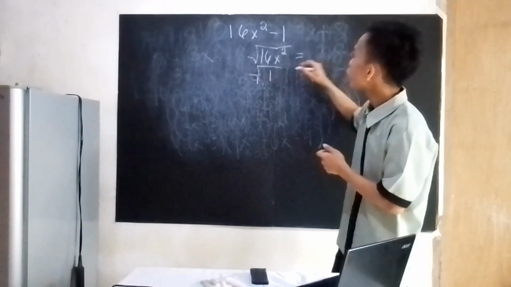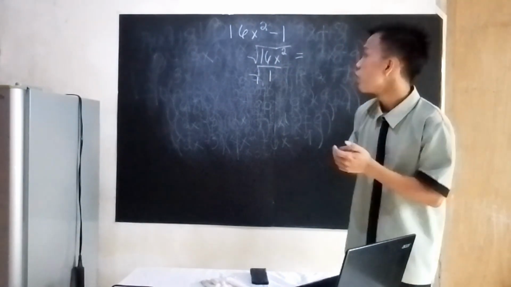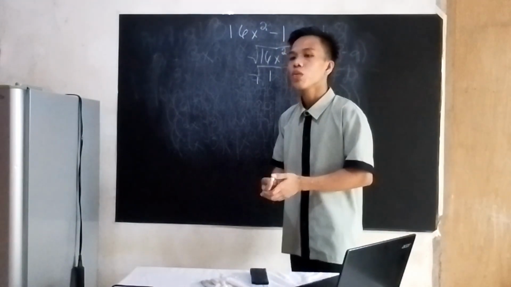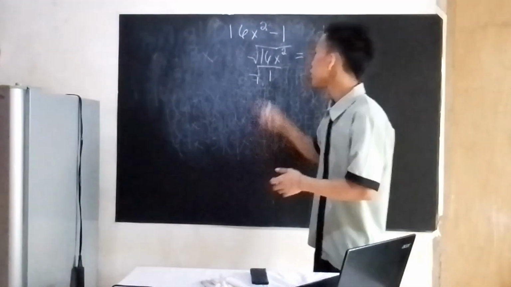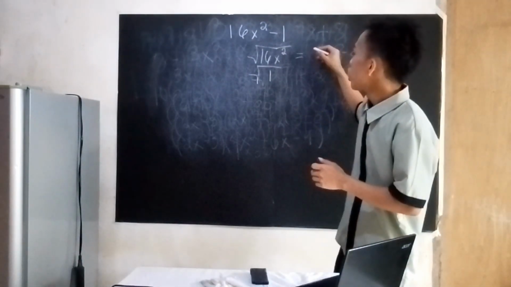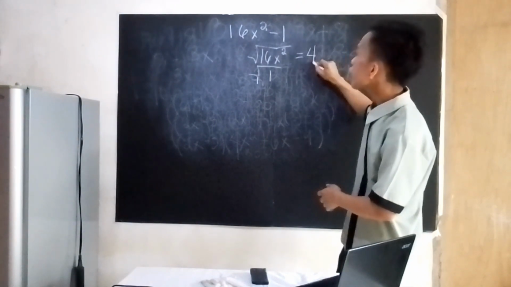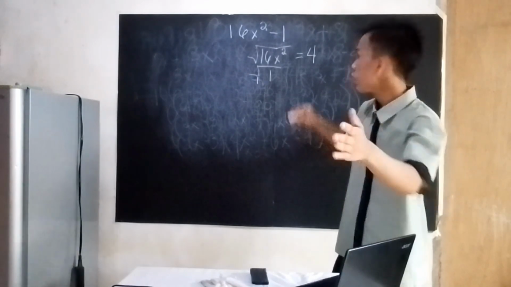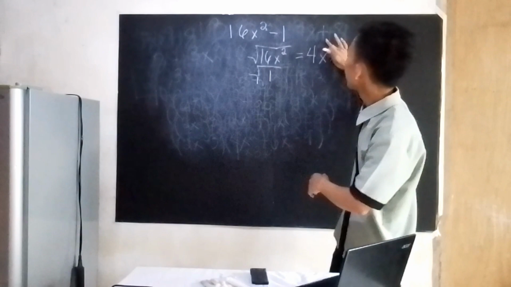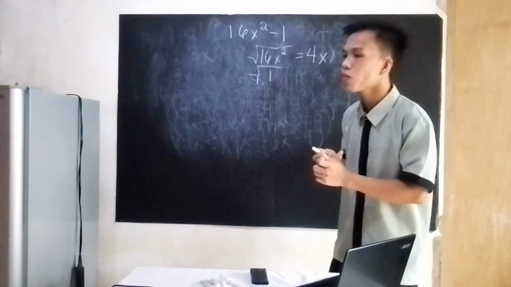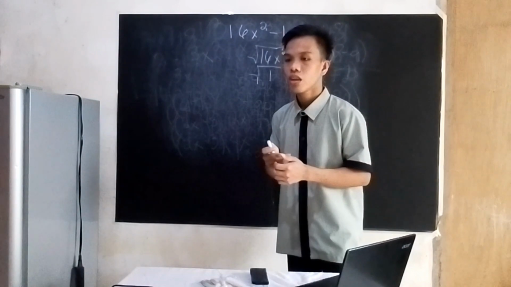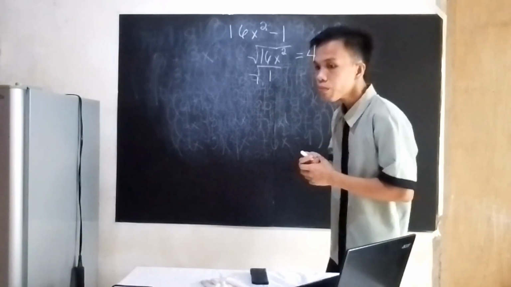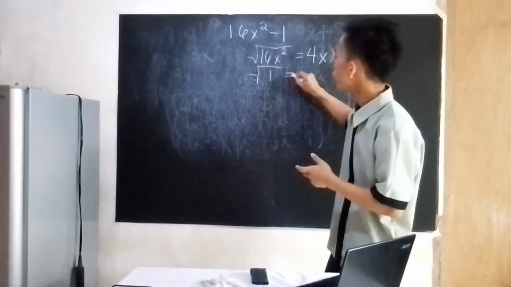So what is the square root of 16x squared? Let's focus first on the coefficient. What is the square root of 16? Think of a number that when you multiply it by itself, the result is 16. That's right, that will be 4. What is the square root of x squared? X. So this is 1. What is the square root of 1? Think of a number that when you multiply it by itself, the result is 1. That's right, that will be 1.